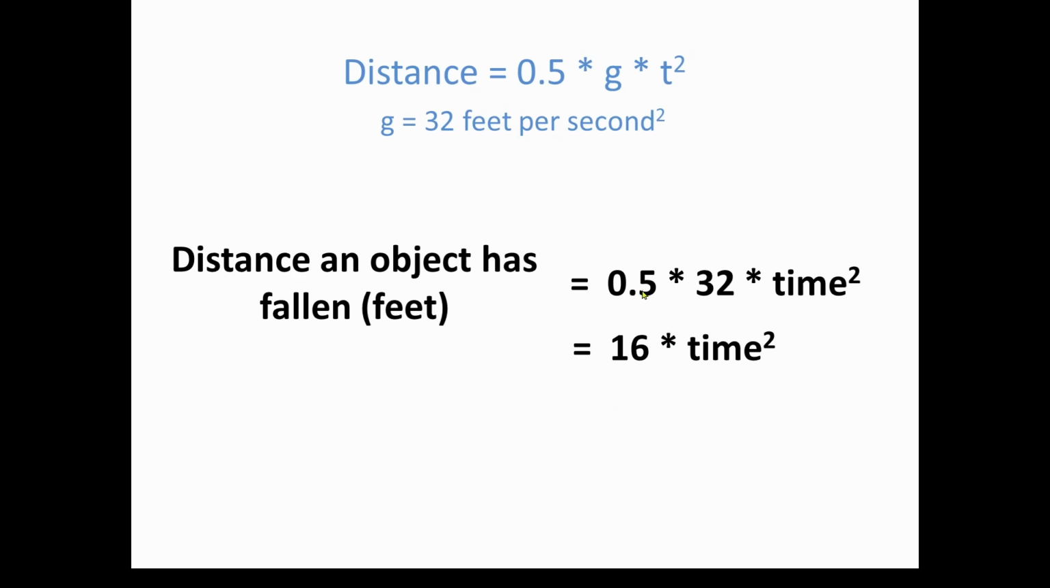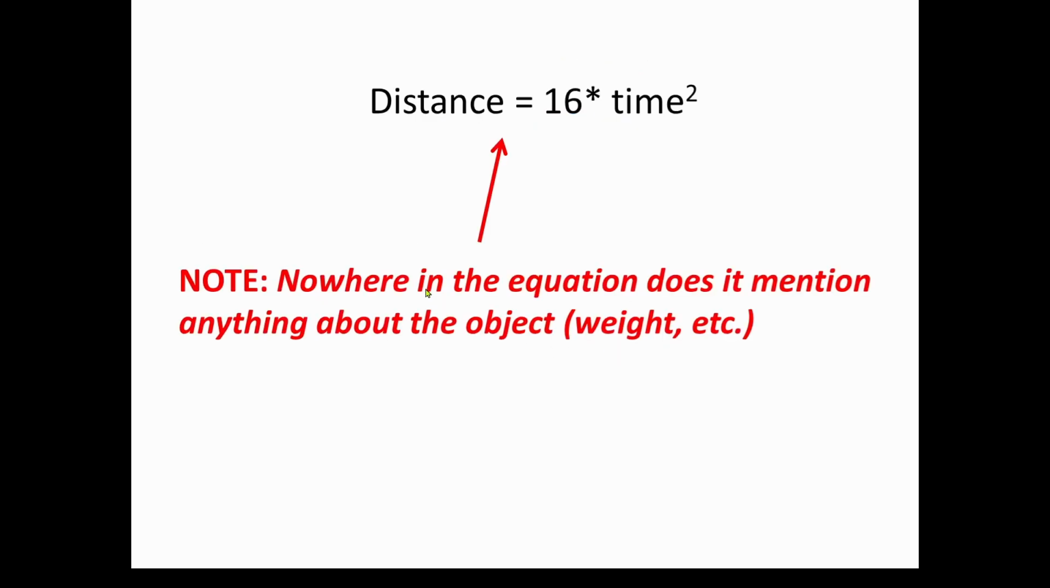Now if you multiply 0.5 times 32, it's even simpler, it's 16. So you just figure out what time you're solving for. So say if it's 1 second, the distance it has fallen is 16 feet. If it's 2 seconds, 2 squared is 2 times 2 or 4, times 16 is 64. So very simple equation. You just put in the time and it gives you the distance it has fallen.